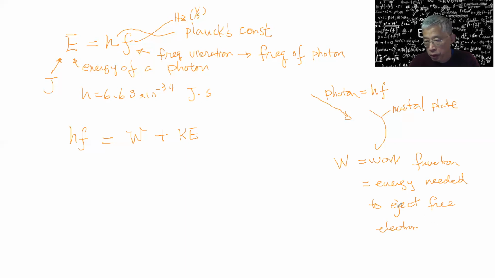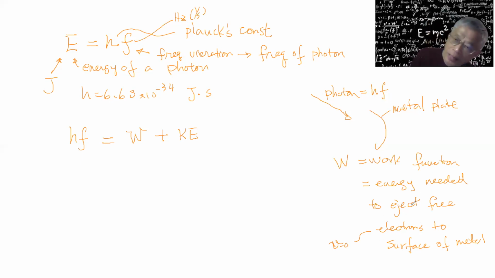Well, it's not eject, okay? To eject a free electron to the surface of the metal, of this metal here, right? And when it comes out to here, this work function will eject this electron with basically velocity equal to 0. Maybe the better word is to bring the electron to the surface of this metal here, right?